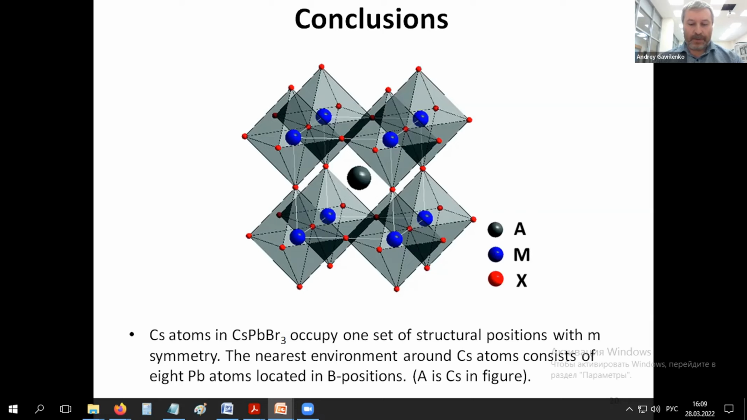The set of satellite lines observed in the cesium NMR spectrum corresponds to the non-cubic symmetry of the crystallographic positions of the cesium atoms. An estimate of the quadrupole coupling constant gives a value of 256 kHz. The obtained values of the parameters of the cesium NMR spectrum practically correspond to the data available in the literature.